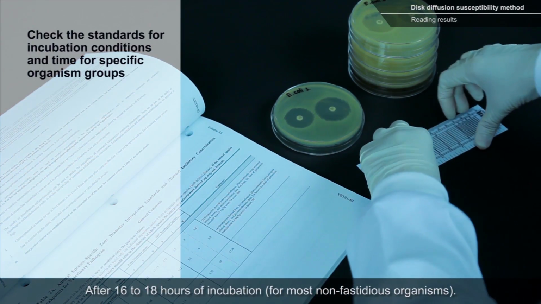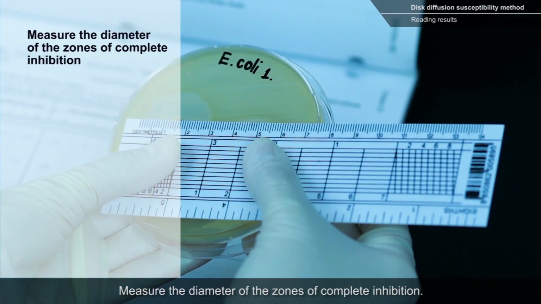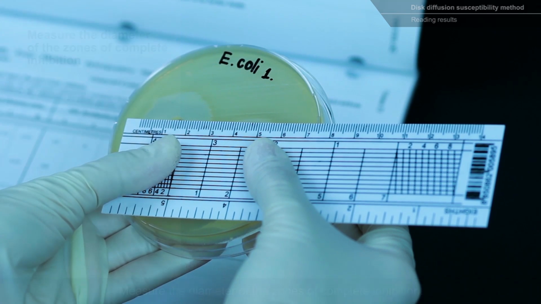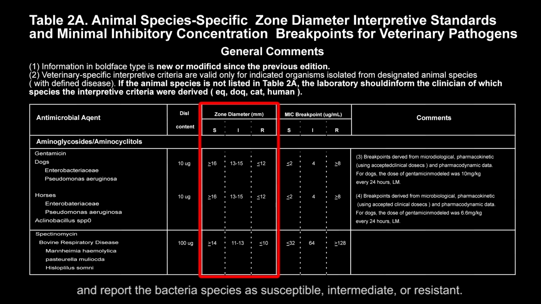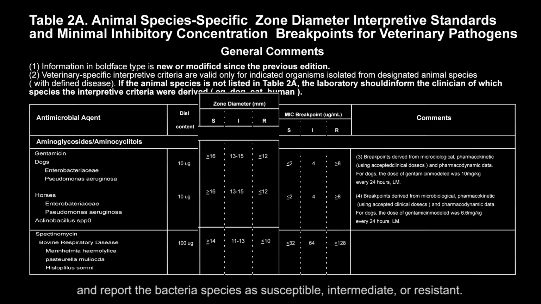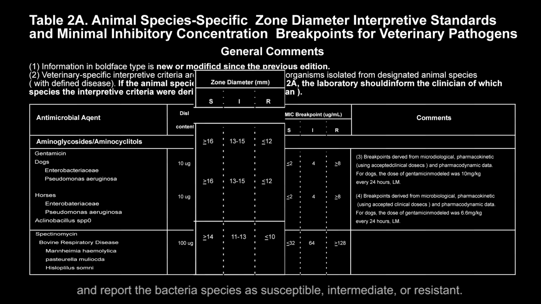After 16 to 18 hours of incubation, measure the diameter of the zones of complete inhibition. Interpret the size of the inhibition zone by referring to the latest CLSI Vet01 standards and report the bacteria species as susceptible, intermediate, or resistant.